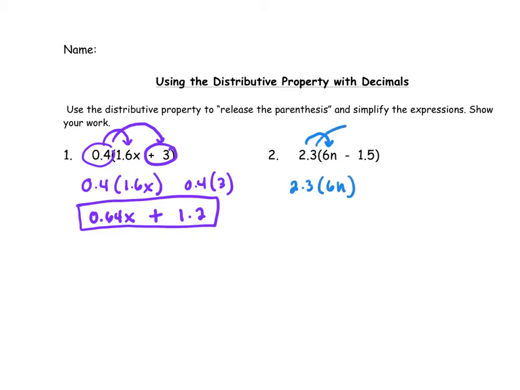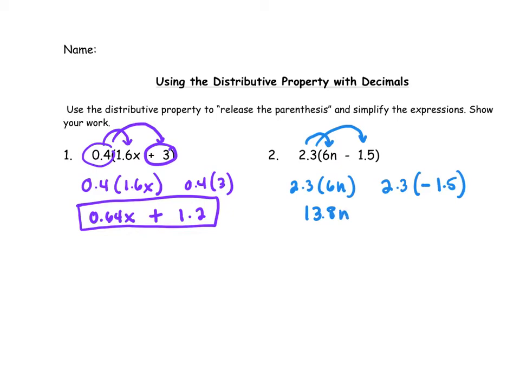And now this time I have to ask myself, what kind of 1.5 do I want to use based on the minus? If you said negative, you're correct. So I'm going to go back to my 2 and 3/10 times, this time negative 1 and 5/10 or 1.5. So pause and use your calculator and then write down the answer. So what would the answer be? And the answer here is 13 and 8/10 n.